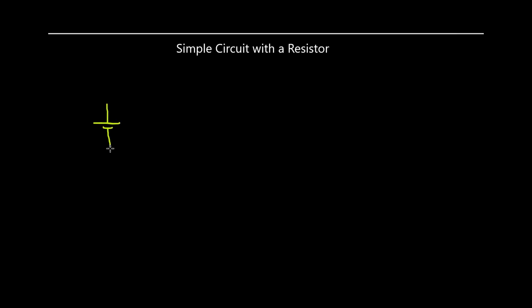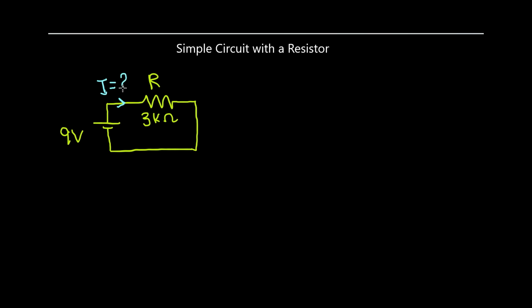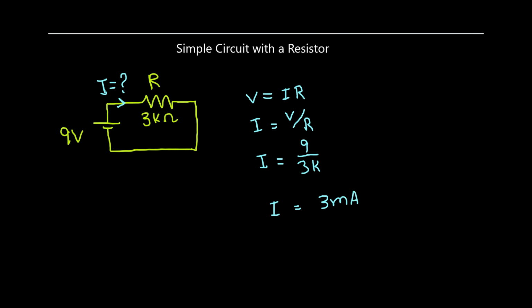For example, we have a 9 volt battery connected with a 3 kilo ohm resistor. We are interested to find the DC current flowing through the resistor. According to Ohm's law, V is equal to I into R. Rearranging the equation, I will be equal to V over R. Plugging all the values will give the result of I is equal to 3 mA.